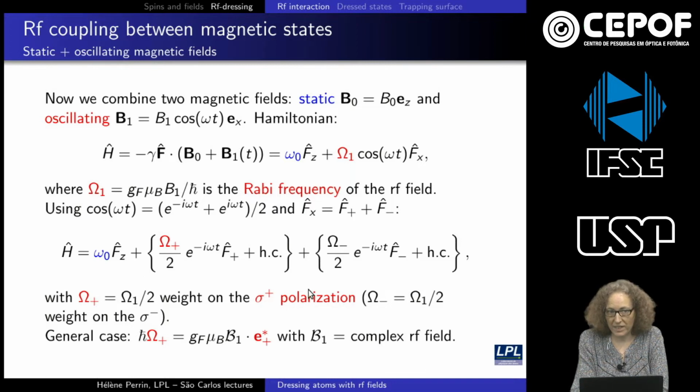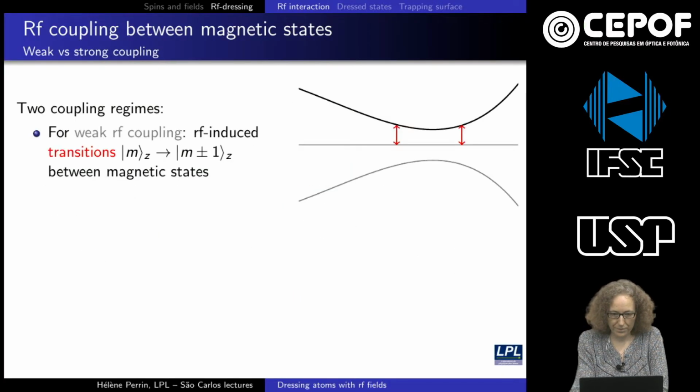You can decompose linear as sigma plus and sigma minus. But in the general case, if I take another polarization, an arbitrary one, what I have to define as omega plus is the weight of my complex radiofrequency field on the vector defining the sigma plus polarization. And we will see that this is the term which is very important. So now, to solve our problem, let me consider two different coupling regimes.